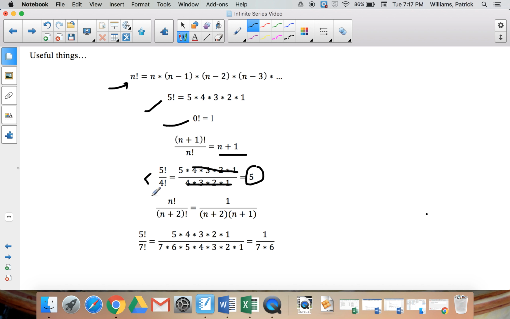Now again, for example, if we do something like n factorial over n plus 2 factorial, that gives us 1 over n plus 2 times n plus 1, and you figure that out by just writing out the factorials.